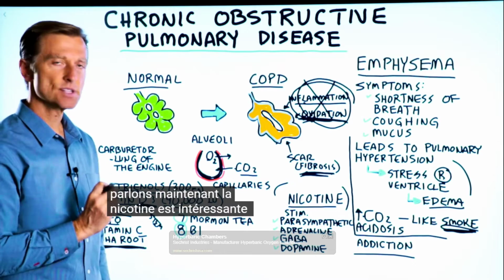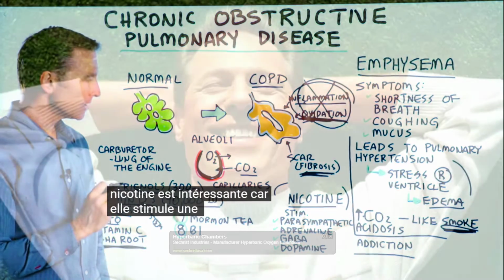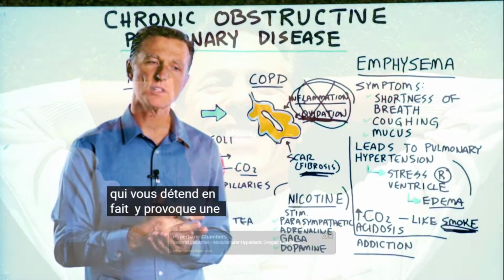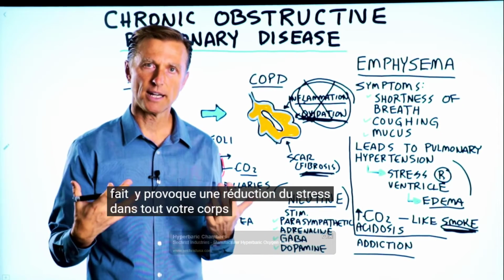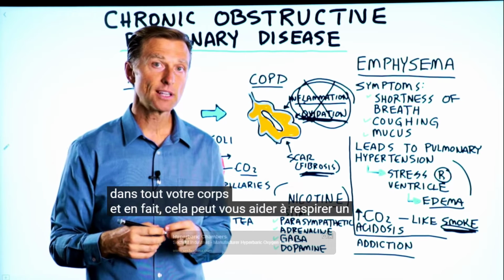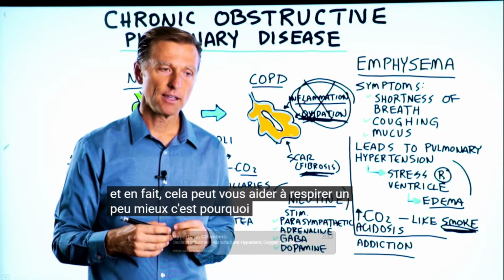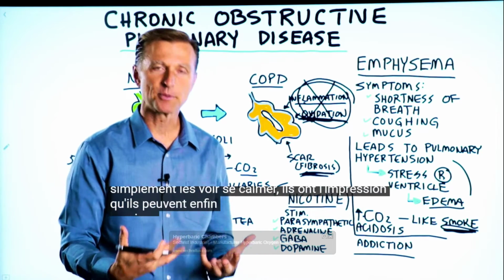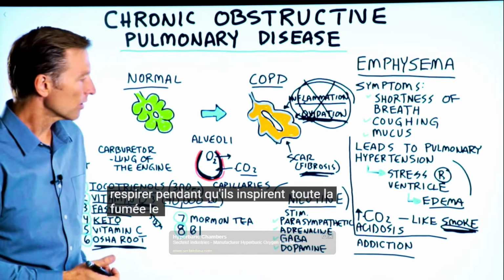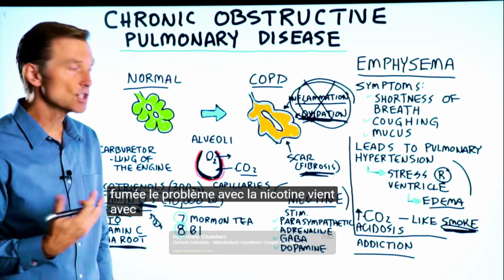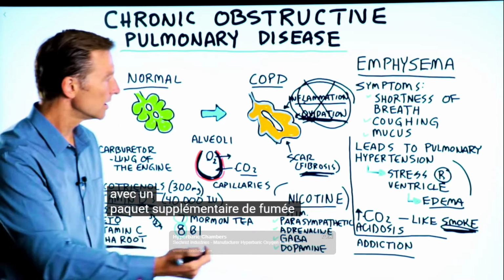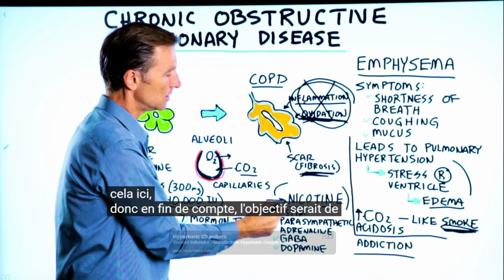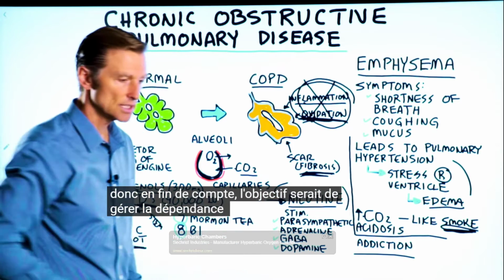Nicotine is interesting because it stimulates a part of the nervous system that relaxes you. It actually causes a stress reduction through your whole body. And in fact, it can help you breathe a little bit better. This is why when people go out and smoke, you can just see them calm down. They feel like they can finally breathe as they're breathing in all the smoke. The problem with nicotine, it comes with an additional package of the extra smoke that's creating this right here. So ultimately, the goal would be to handle the addiction to that.